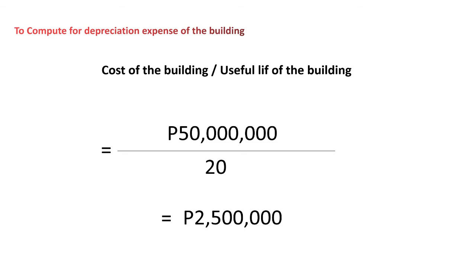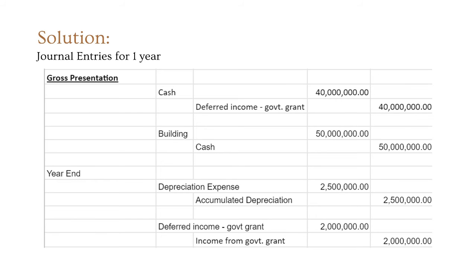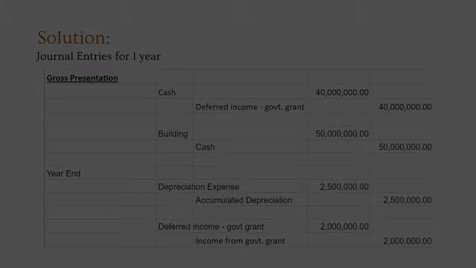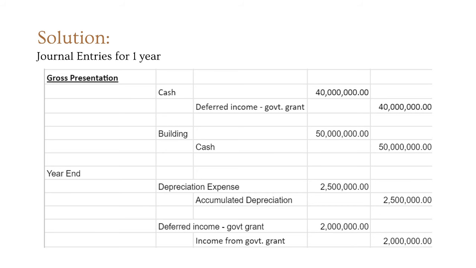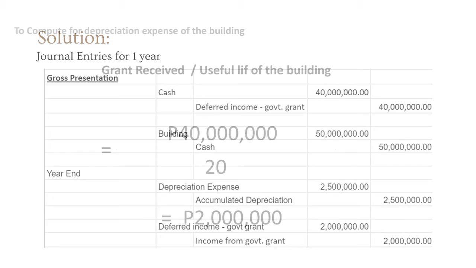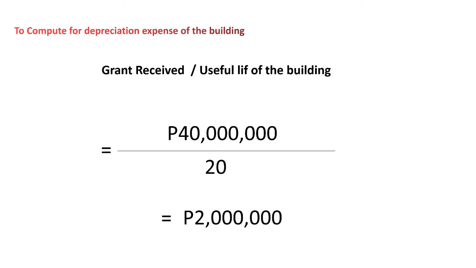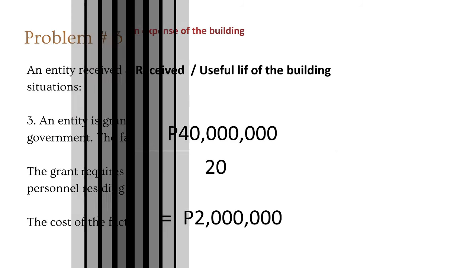So the next entry is the income we received from the grant. So the recognition of the income from the grant is debit deferred income from government grant, 2 million pesos, and credit income from government grant of 2 million pesos. The 2 million pesos here, the income we receive, is computed as the same way the depreciation expense is computed, which is the grant we receive, which is 40 million pesos, divided by the useful life of the building, 20 years, totaled 2 million pesos. So the journal entries for the problem 2 for first year is this.